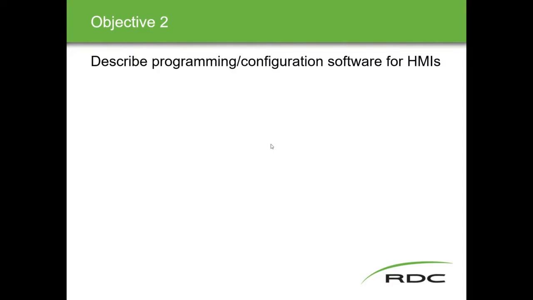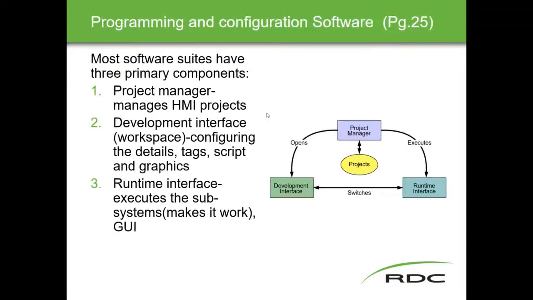All right, so that was just basically hardware and software. Next objective here describes programming and configuration software for HMIs. And again, we kind of touched on this already. Most software suites have the same stuff all built in. It's not often anymore that you buy these part and parcel. You usually just go out and buy one big package. It's vendor specific. It's been tested. The interactivity between the different components has been proven, and everything works very well. So most software suites have this already packaged for you, and they usually contain these three elements here.